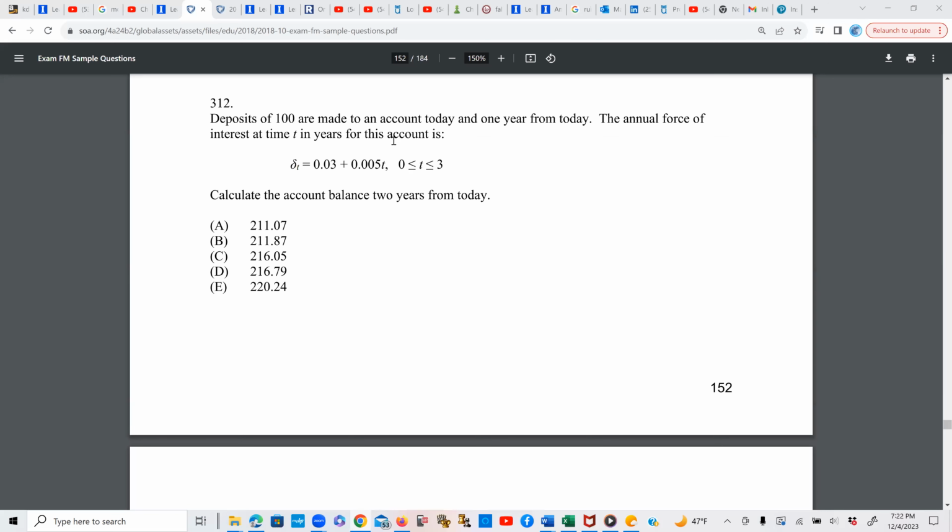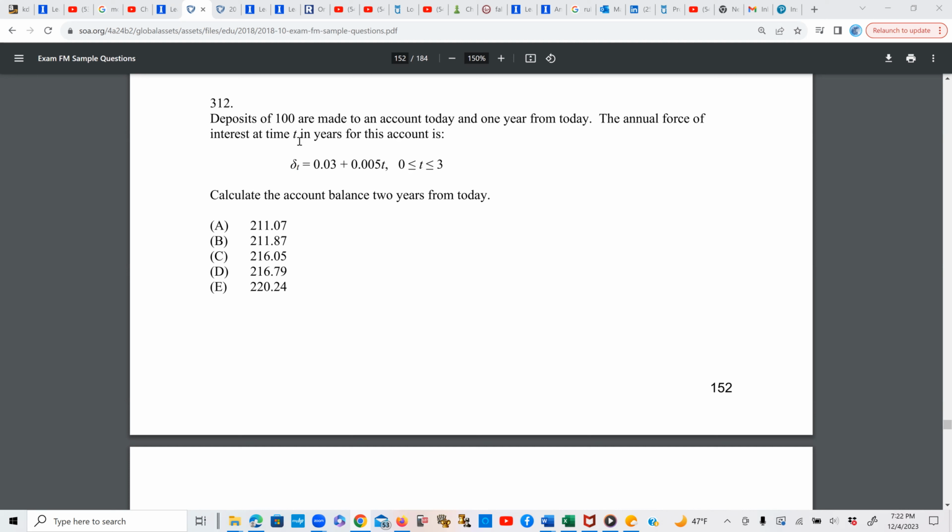Deposits of 100 are made to an account today, and 1 year from today. The annual force of interest at time t for this account is given. Calculate the balance 2 years from today.